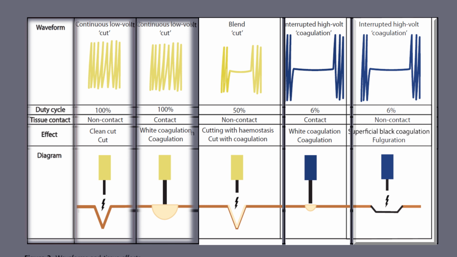Finally, if I am using the interrupted high voltage coagulation mode and the active electrode is not in contact, away from the target tissue, the result will be superficial black coagulation or fulguration, superficial coagulation, and it is suitable for hemostasis in mild oozing or in bleeding with blood vessels less than 2 millimeters. If 2 millimeters or more, non-effective.